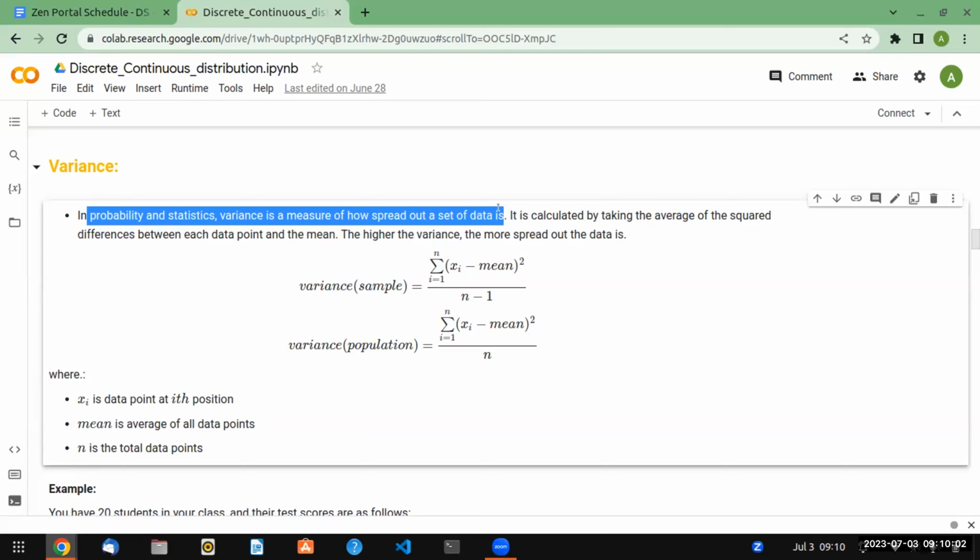And the variance formula will also be simple. So let me use my pen, one second, my e-writer.